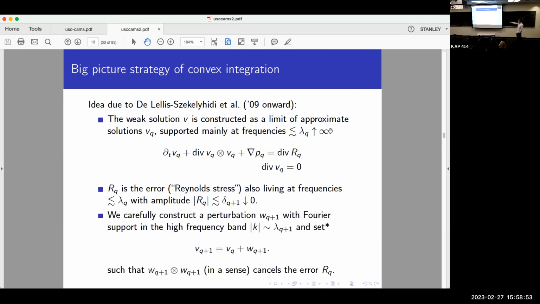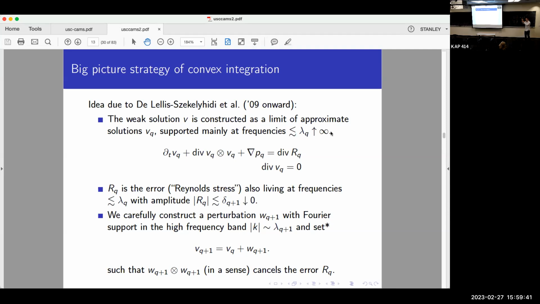So the basic idea is that we construct the next velocity in the sequence by adding a perturbation, which we'll call W_{q+1}. And W_{q+1} has its frequency supported in a higher frequency band. So you could think that, if this is frequency space, R^3 is frequency space, v_q and R_q have their frequencies supported in a ball of radius lambda_q. And then you define the perturbation, W_{q+1}, to be supported in a much larger frequency band of frequency lambda_{q+1}, which is much larger than lambda_q.